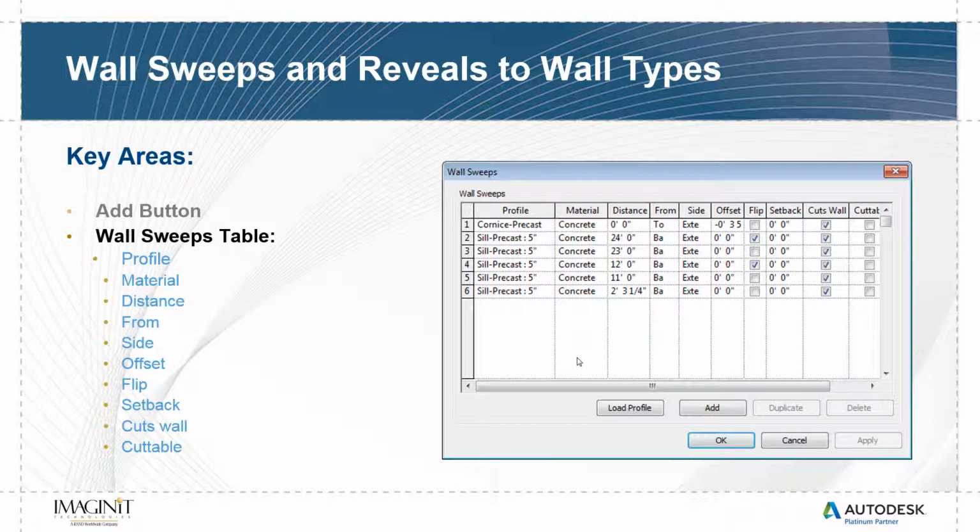You have material. So if you've embedded it like a soldier coursing, do you want that material to be cut? And now the soldier coursing is there. What about cuttable? That's very important.